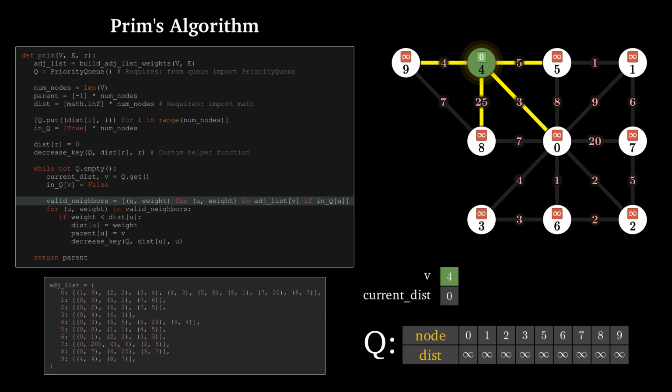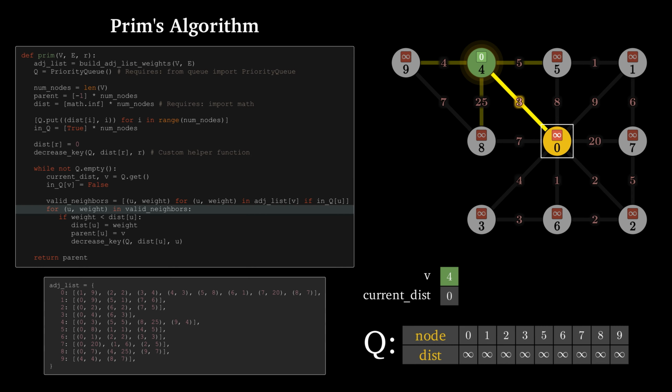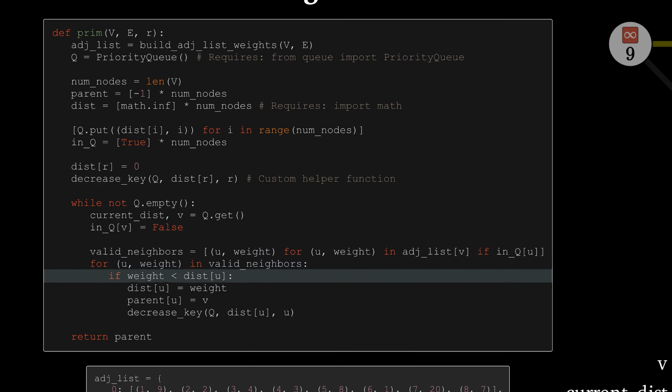In general, only those nodes that are still in the queue, so only nodes that are not yet part of the connected component are considered, and are collected in the list valid neighbors. Step by step we go now through each node u with edge weight from valid neighbors and check whether selecting the edge to u would provide a benefit. In other words, we check whether the current edge offers a shorter connection to u than we've seen so far.